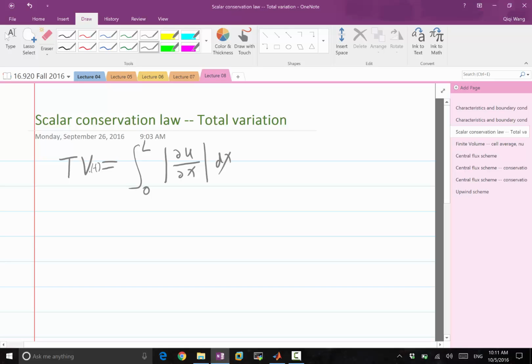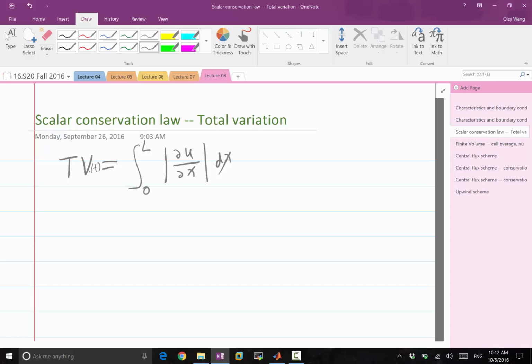So what does that mean? Let's take a look at the total variation for, first of all, a monotonically increasing function. So can somebody tell me, if I have a monotonically increasing function, what does this total variation mean to you? Can you visualize it? Or can you compute it? Yes? It's just u of L minus u of 0. Yes, if du dx is positive, monotonically increasing, this is just u of L minus u of 0. It's the highest point in the function on the right hand side minus the lowest point on the function on the left hand side. Right?